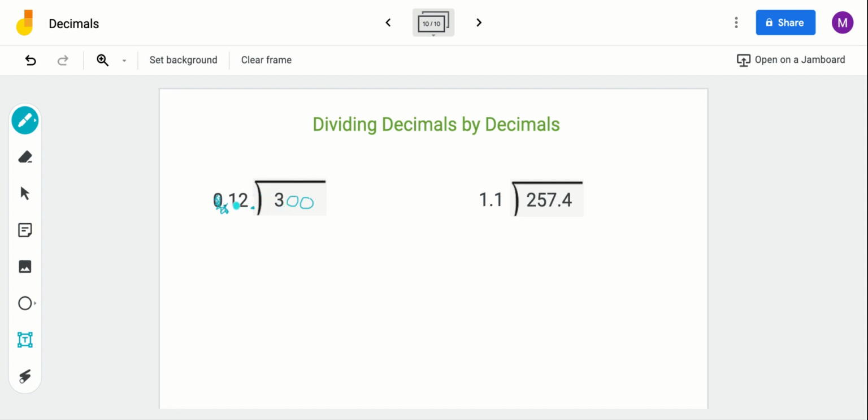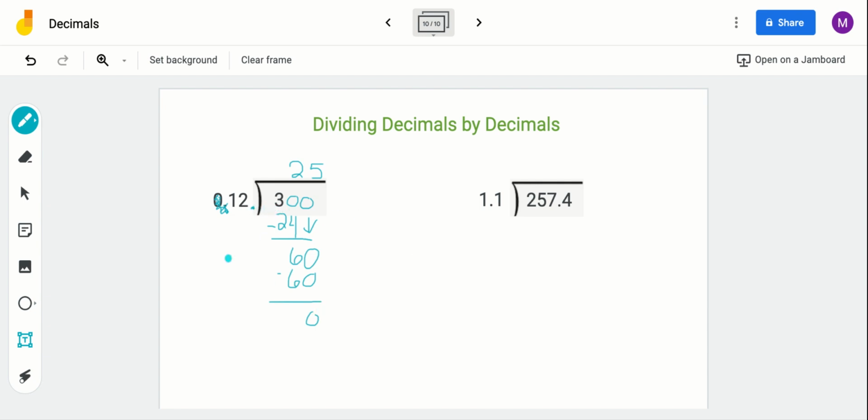So 3, we can't divide 3 by 12, but we can divide 30 by 12, and we can get 2 12s from a 30. So 2 times 12 is 24. We subtract that. That equals 6. We bring down the other 0. And 60 divided by 12 equals 5. 5 times 12 is 60. We subtract that. We're all good.